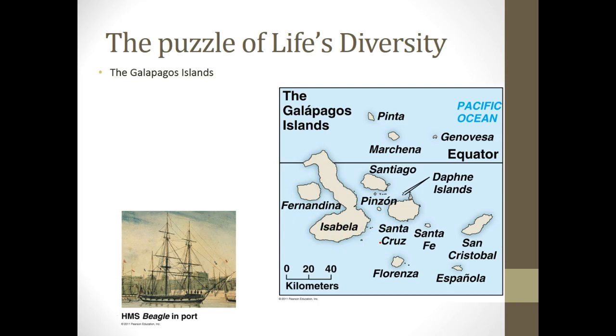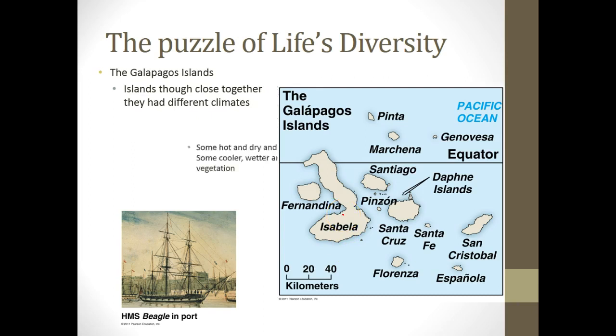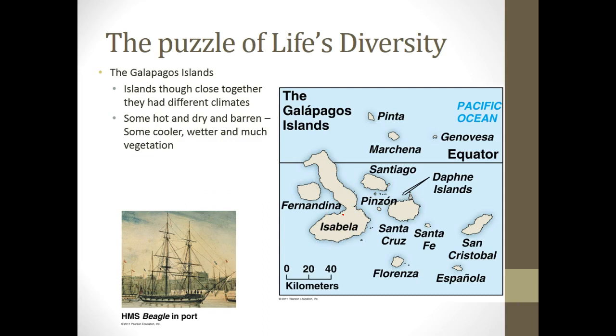And all those species have to carve out their own niche within those populations on those islands. Okay, islands were very close together, but some of them were different. Some of them had different climates. Some of them are higher in altitude than others. Some are very much coastal, right at sea level. Some have very hot climates. Some have very cool climates. Some are more moist than others. Some are more desert-like. Some have a lot of vegetation. Some have very little vegetation.